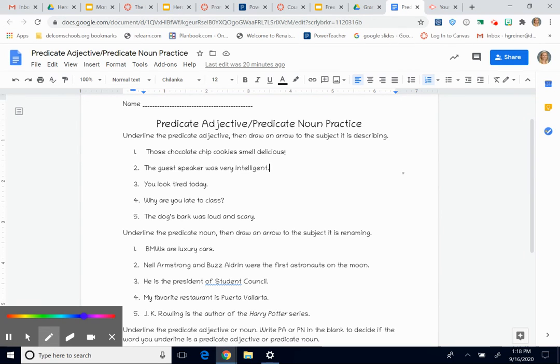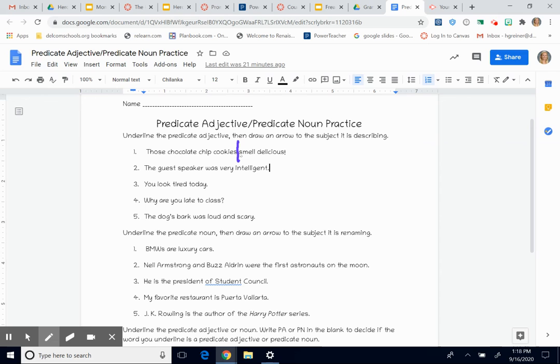So now that we've done the notes for predicate adjectives and predicate nouns, and we've done a few examples, let's continue with some more practice. Just like we did in our practice, we're going to draw our line separating the complete subject and the complete predicate. So in number 1, those chocolate chip cookies smell delicious. I am going to draw my line between cookies and smell. Just as review, everything to the left of that line is my complete subject, and everything to the right of that line is my complete predicate.